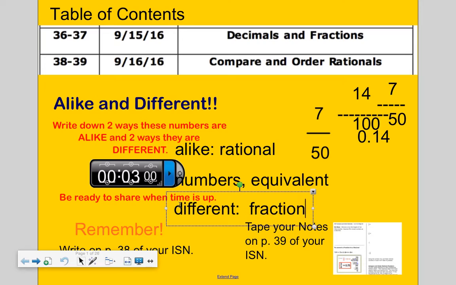One is in fraction form, one is in decimal form. They use different numbers. So that's how you can say it.